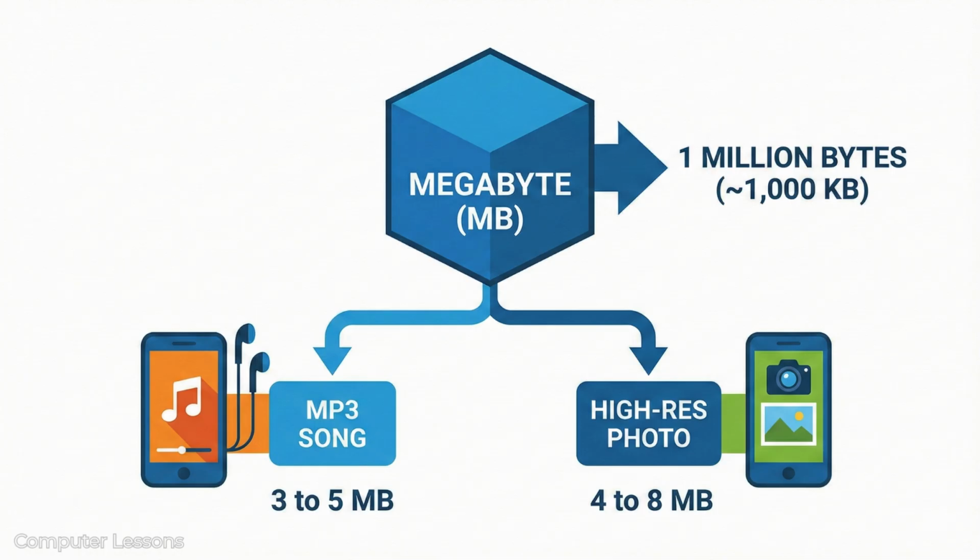This is 1 million bytes. To visualize this, think of an MP3 song. An average song is about 3 to 5 megabytes. A high-resolution photo from your smartphone might be 4 to 8 megabytes.